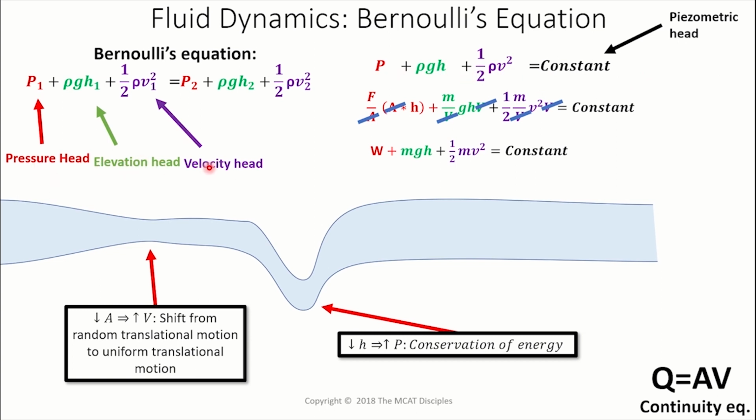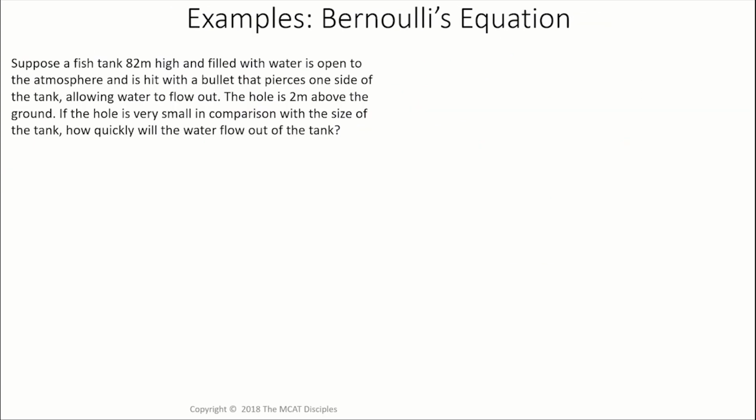And then the other thing that I want to mention here is that these truly aren't the pressure, elevation, and velocity head. If you really want those values, they're actually supposed to be divided by rho times gravity. But for our purposes, we're just going to call these things the pressure, the elevation, and the velocity heads. Just moving on, let's go through some questions now.